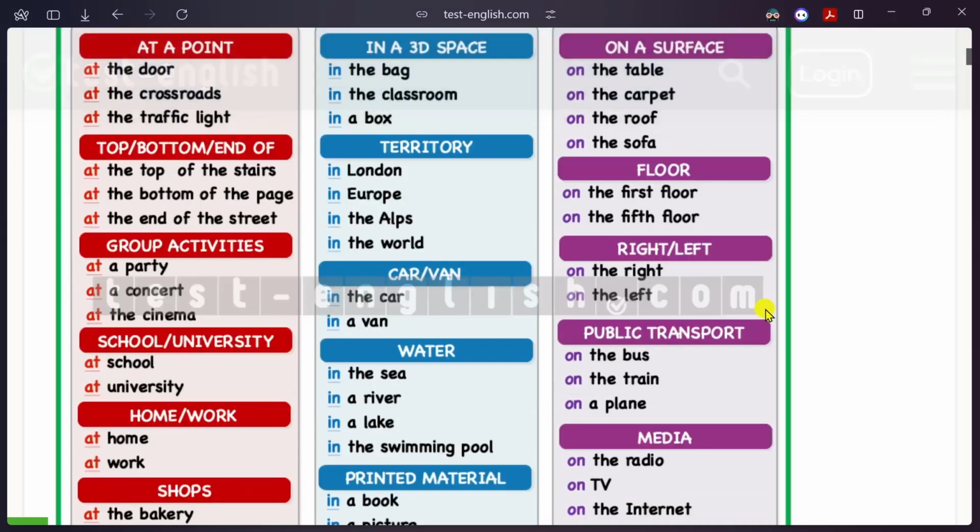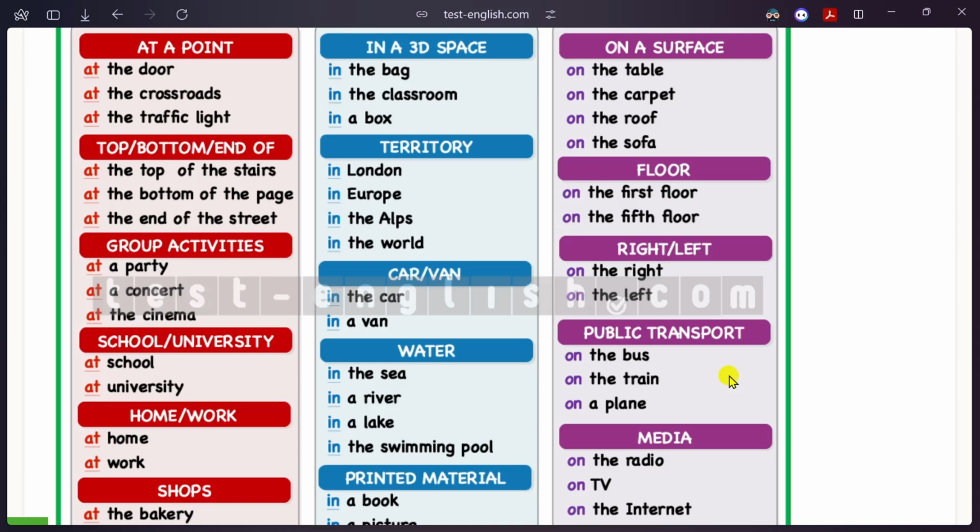What else? Floor. Okay, floor is also like a surface, no? So if you're thinking of floors like in apartments: on the first floor, on the 5th floor, on the 4th floor, on this or that floor. Also on the floor, you're lying on the floor. Right or left? On the right, on the left. Turn left, turn right, that's different. But he's on the right, he's on the left.